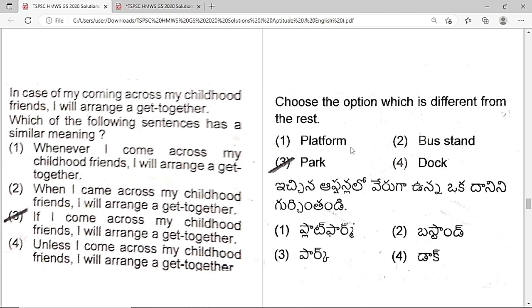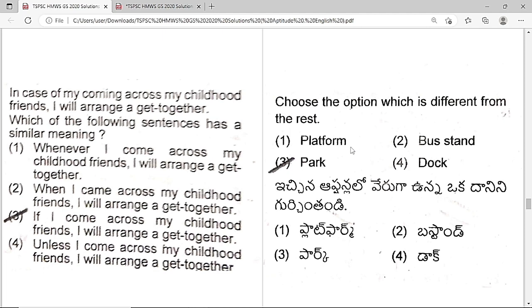So, choose the option which is different from the rest: option A, platform; option B, bus stand; option C, park; option D, dock. Out of these four options, option C, park is the correct solution of this question.